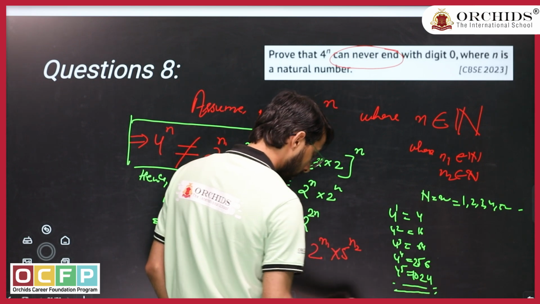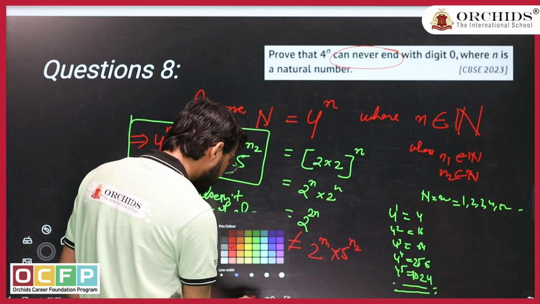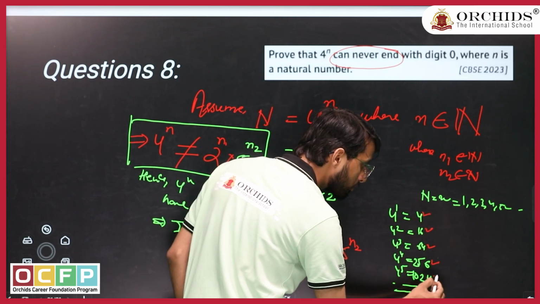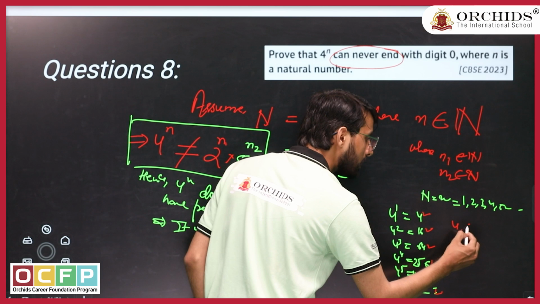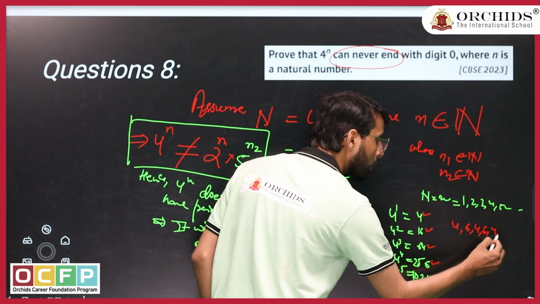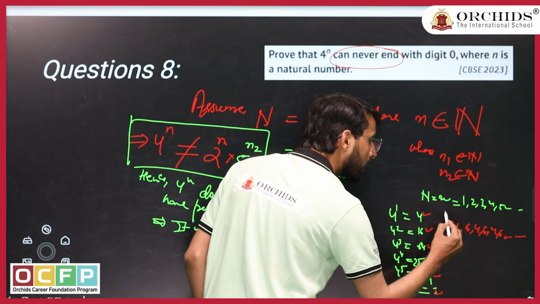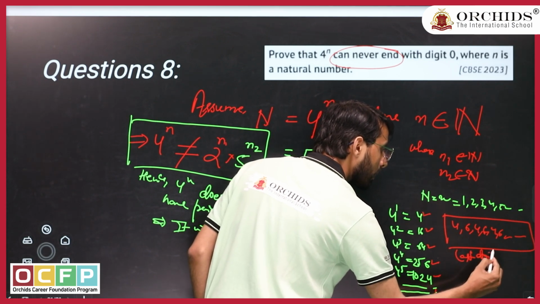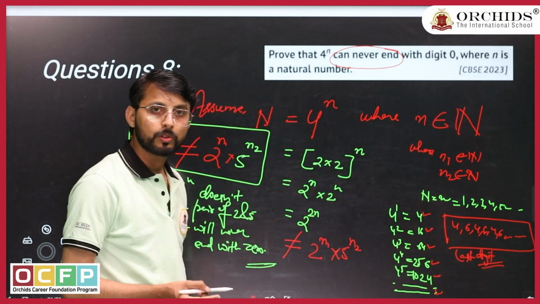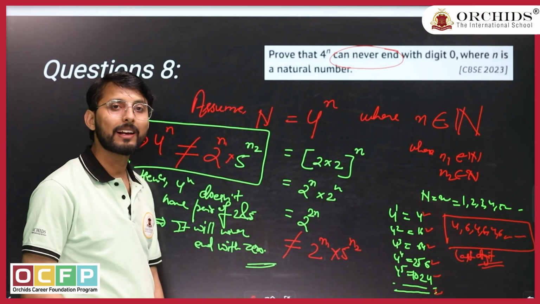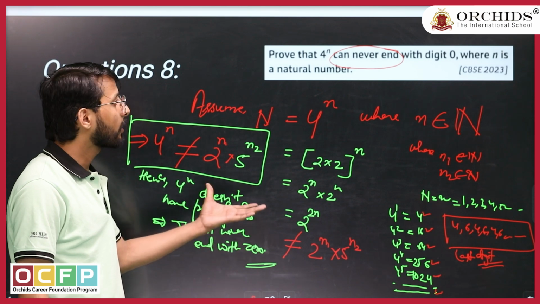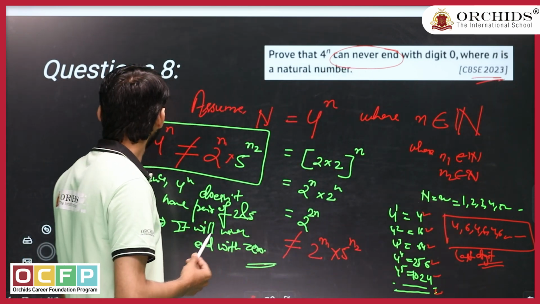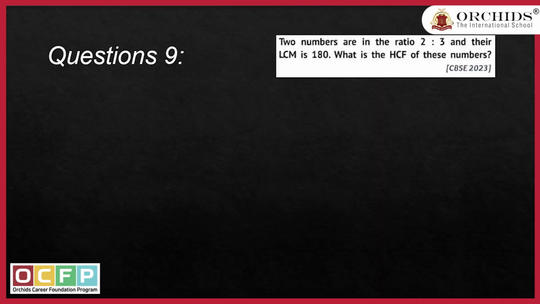If you observe, the last digit goes 4, 6, 4, 6, 4, 6. Every time your last digit will end with 4 or 6. It means nowhere zeros. This is the last digit concept also, putting in values and checking, the hit and trial method. So this is one of the methods. They have asked this in CBSE 23. Now let's go to the next part, which is question number 9.